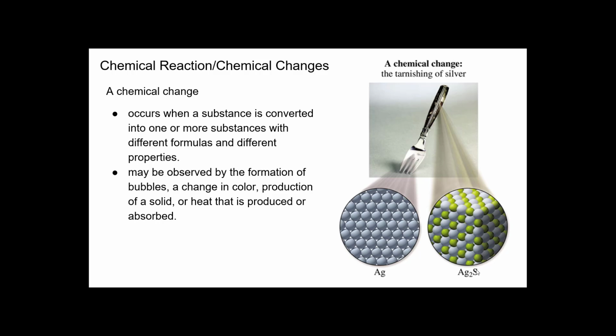A chemical change occurs when a substance is converted to one or more substances. So a chemical reaction has occurred. What you start out with is no longer what you end up with. You have something different on both sides. Most of the time, what we're going to discuss in this section is observable differences that indicate that a chemical reaction occurred. This could be bubbles, a change in color, production of a solid, which we call a precipitate, or heat that's being generated or observed, something like a cold pack or an ice pack. Those are chemical reactions occurring.